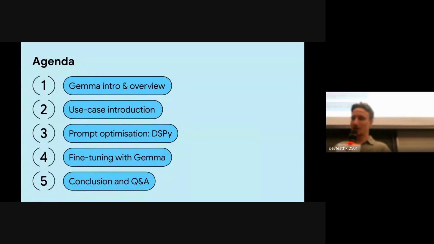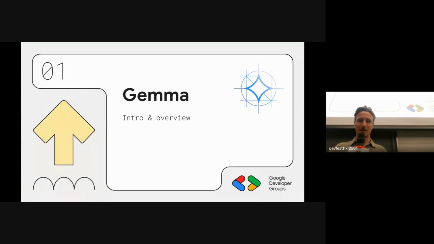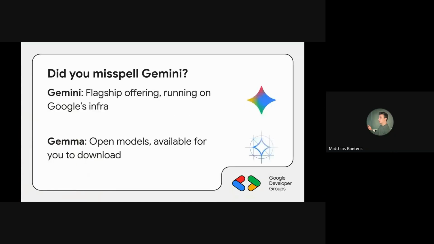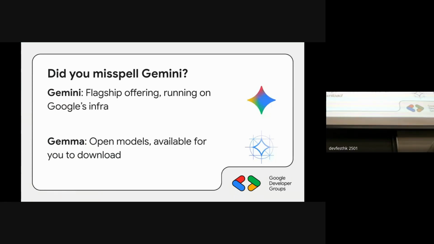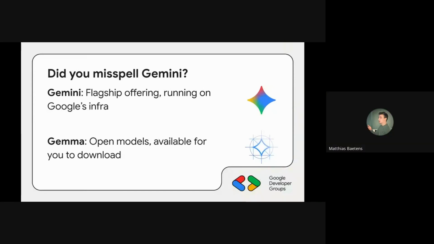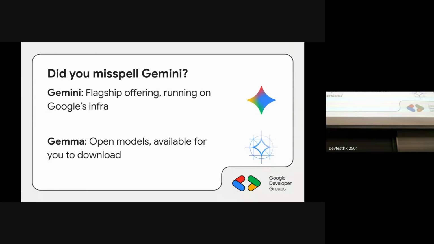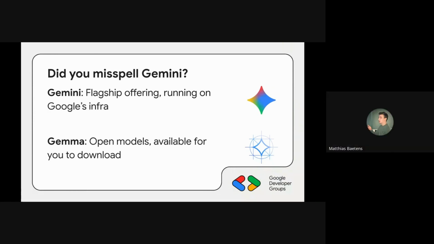So without further ado, Gemma. What is Gemma? A little bit of an overview. Some of you might be wondering, did you misspell Gemma? I did not. Who's heard of Gemma before? Okay, that's a few people. But probably a lot more have heard of Gemini. Gemini is Google's best model running on Google's infrastructure, while Gemma are the open models available for downloading and experimentation.